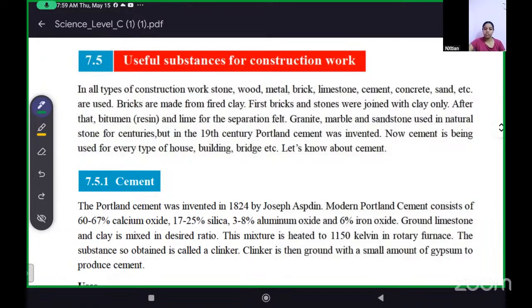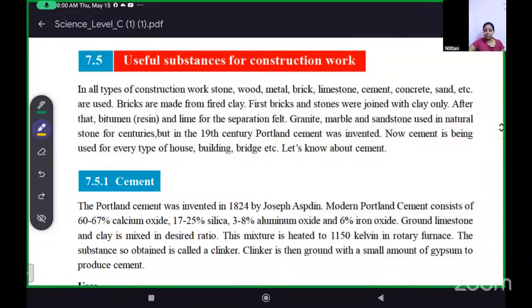Now, useful substances for construction work. In all types of construction work, stone, wood, metal, brick, limestone, cement, concrete, sand, etc. are used. Okay, we know that different materials are used in construction work. Now, bricks are made from fired clay. First, bricks and stones were joined with clay only. After that, bitumen, that is resin, and lime were used. Then granite, marble, and sandstone were used as natural stone for centuries, but in the 19th century, Portland cement was invented. So this is how cement came into existence.